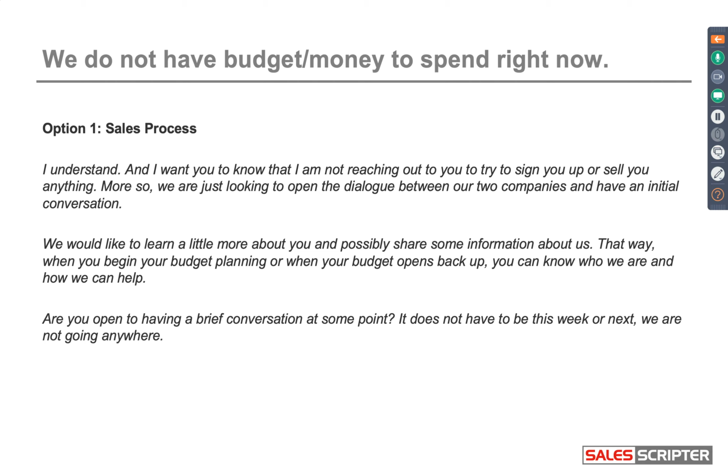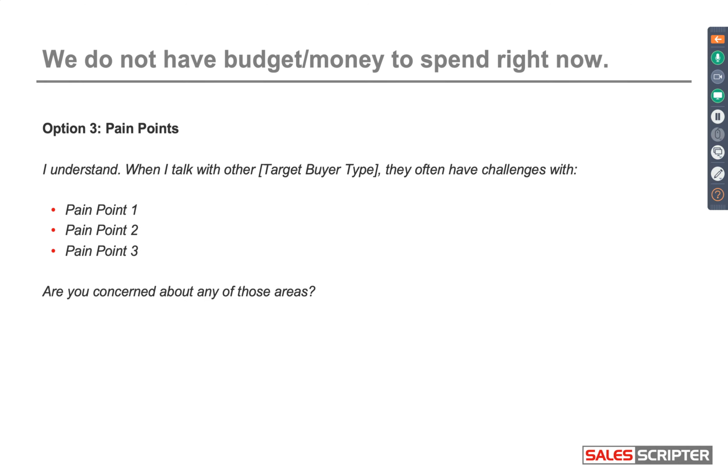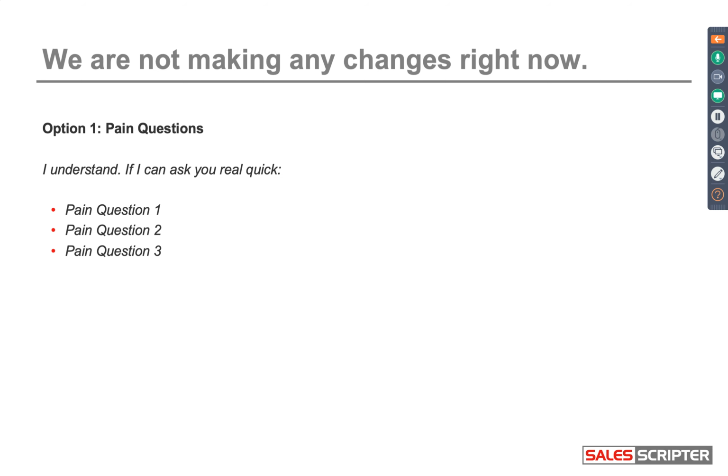Regarding the we don't have any budget or money to spend, you could reply to that with a deflection back to your sales process. We'll explain this more when we talk about objection handling. But you could also reply to that with your pain questions building block. Oh, I understand that. But if I could ask you real quick, how important is it for you to decrease time in this particular area? You could also reply with your pain points building block to this objection. Oh, I understand. When I talk with other CFOs, they often have challenges with the reconciliation report. How concerned are you about that?